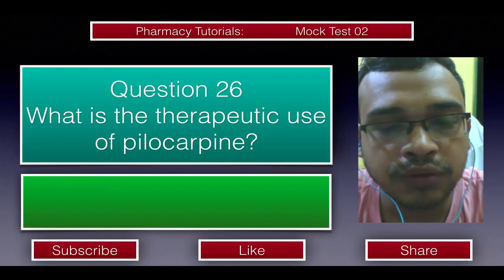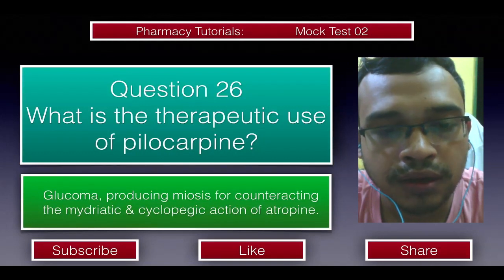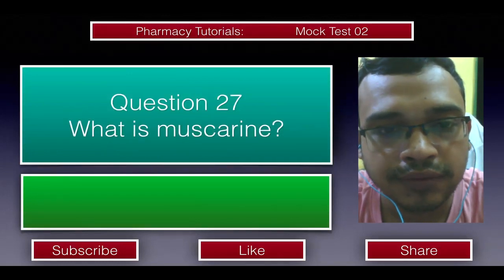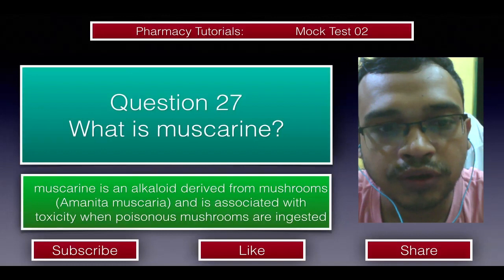What is the therapeutic use of pilocarpine? Pilocarpine is mainly used in glaucoma for producing miosis, and mainly for counteracting the mydriatic and cycloplegic action of atropine. Next question. What is muscarine? Muscarine is an alkaloid derived historically from the mushroom Amanita muscaria, which is why it is called muscarine. It is associated with toxicity when poisonous mushrooms are ingested. So on eating poisonous mushrooms, you can be affected by muscarine poisoning.